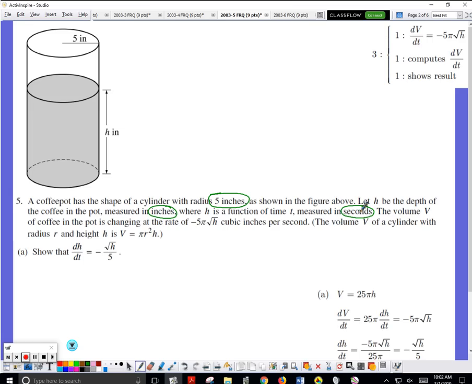Okay. The volume of the pot is changing at this rate. Raise your hand, please. When I read that, I'm going to write something down. The volume V of the coffee in the pot is changing at this rate. Hands up if you know what I will write. What will I write? Just read the words.